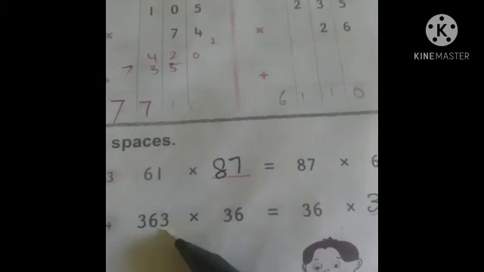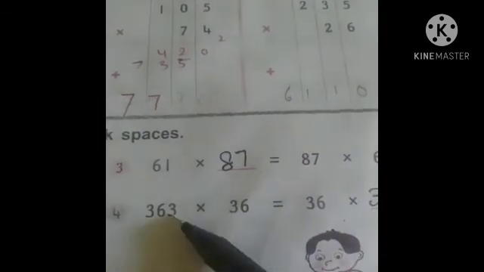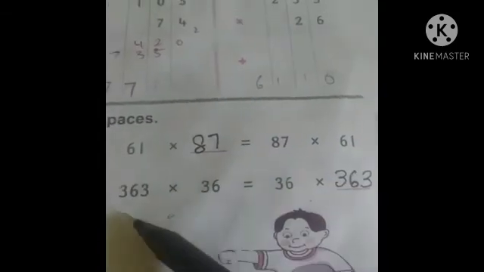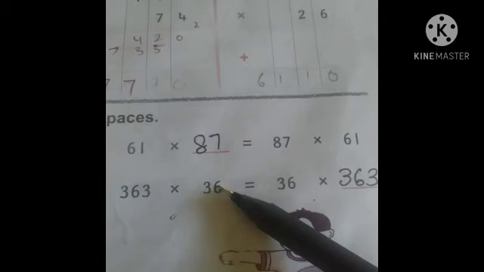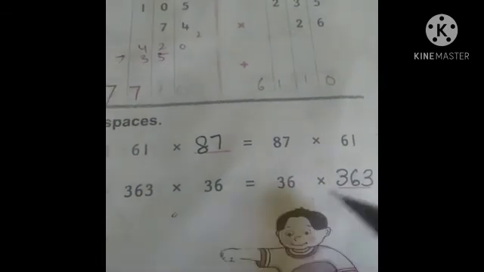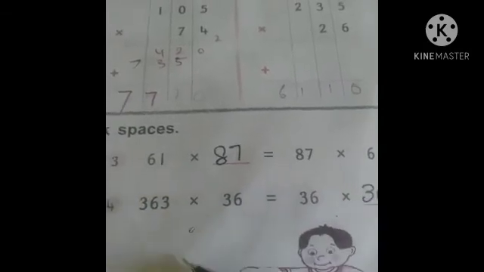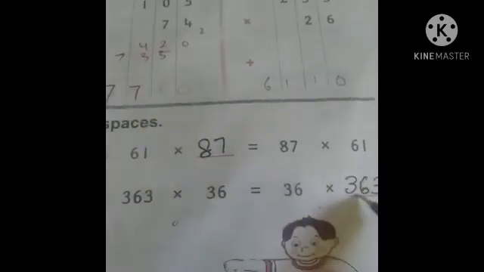Fourth one, 363 into 36. Here 36, what we write in the given blank? 36 is already there, so the remaining number 363 we have to write here. So 363 into 36 is equal to 36 into 363. Both statements are equal now. Like this we have to balance the multiplication statements.